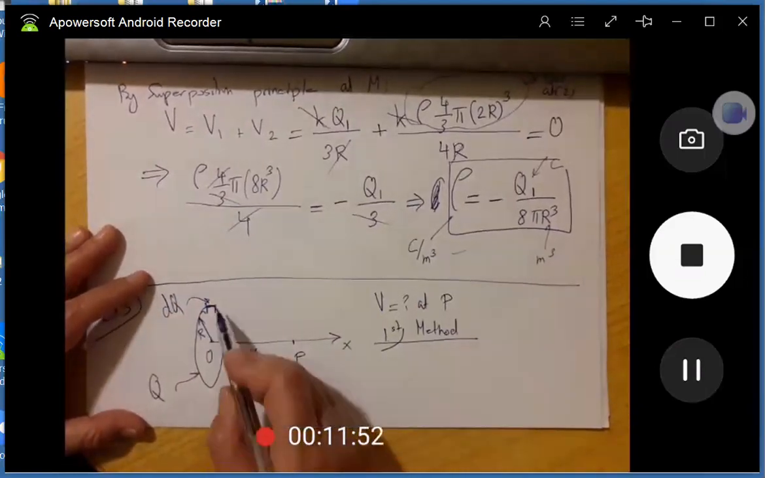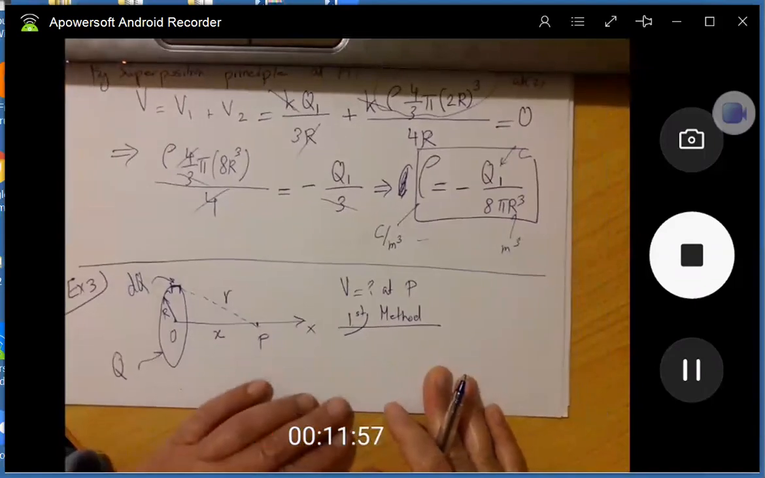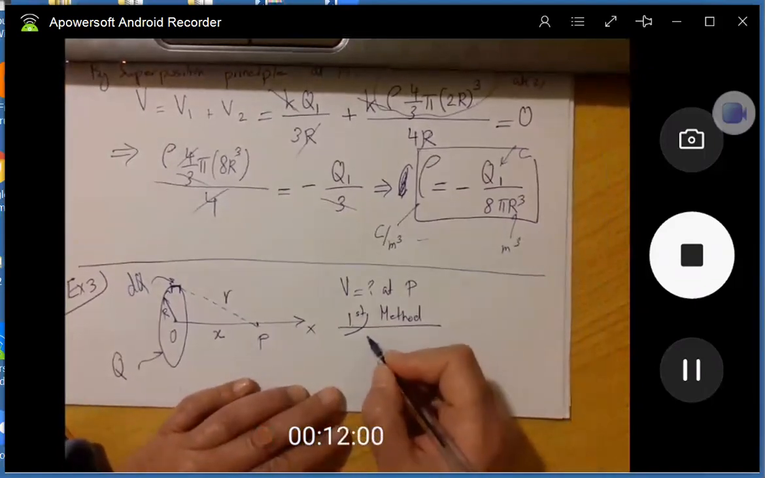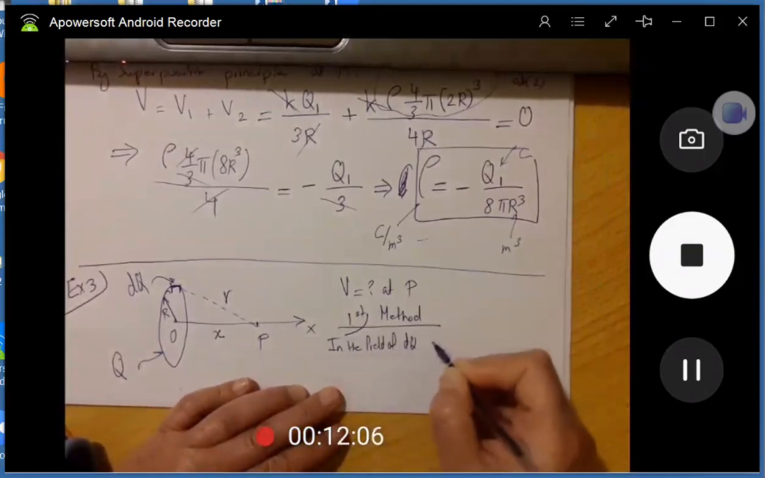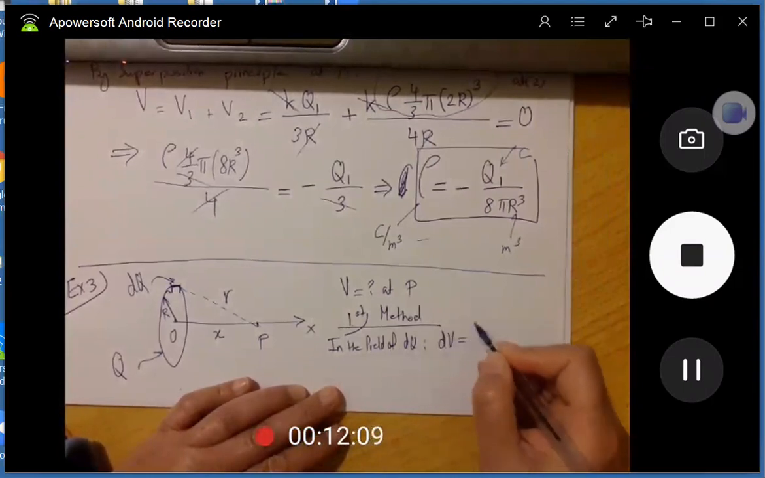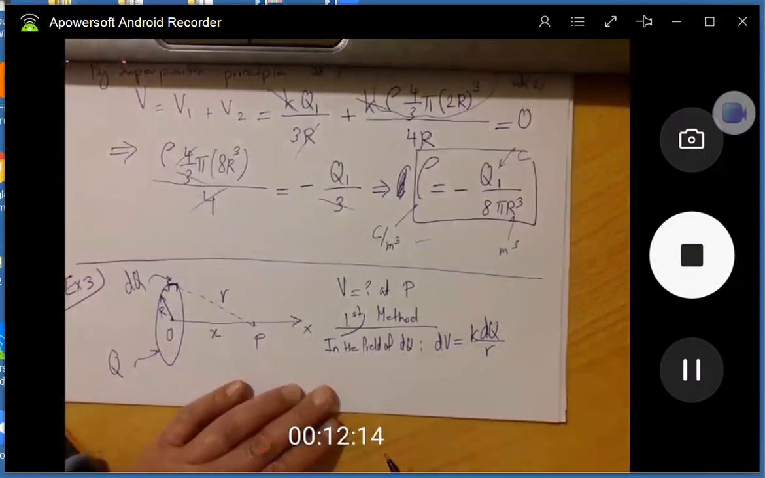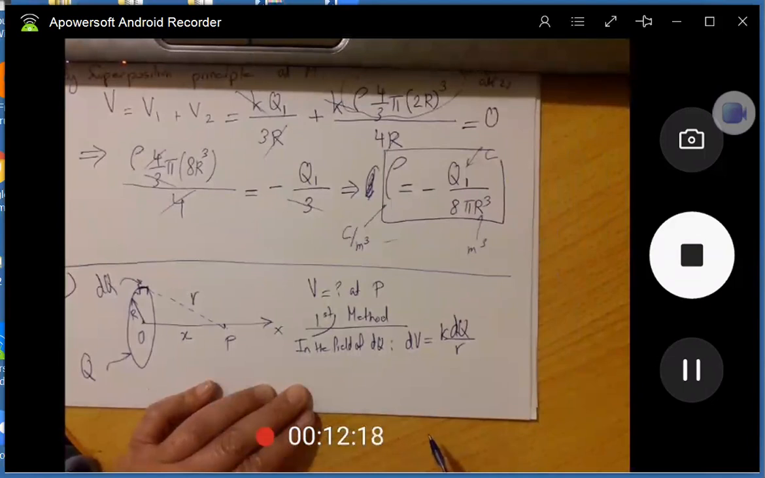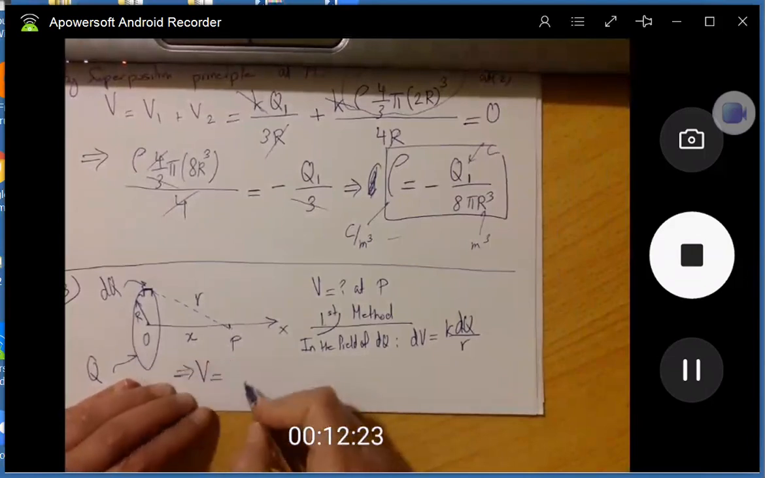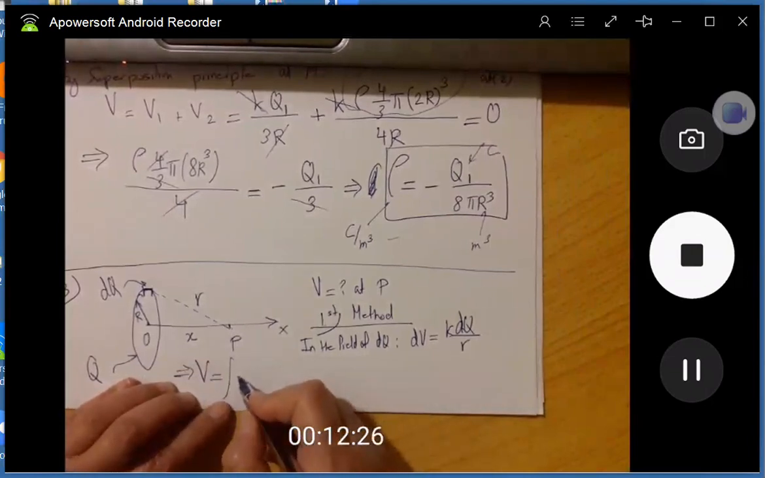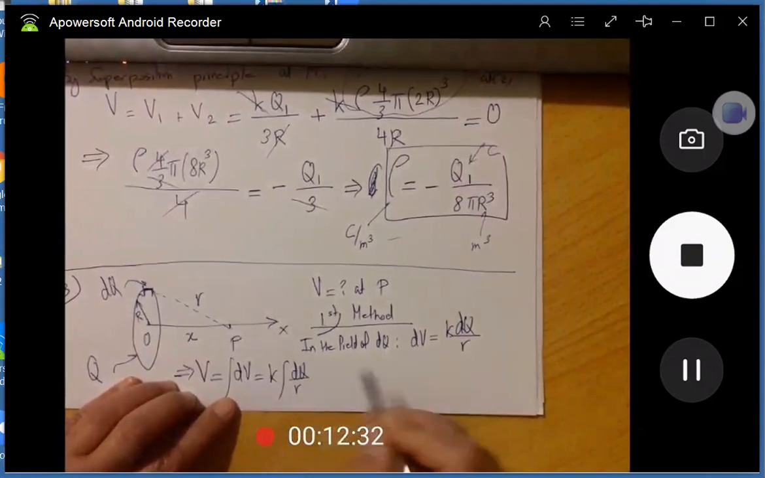Okay, this dQ, how far is it from P? It's at distance R. So in the field of dQ, what do we have? We have a dV which is K dQ over the distance R. Okay, this is the distance. Now I want the total V, so this implies the total V in the field of the whole charged ring will be integral dV, which is integral K dQ over R.